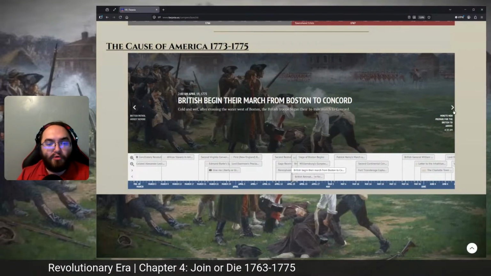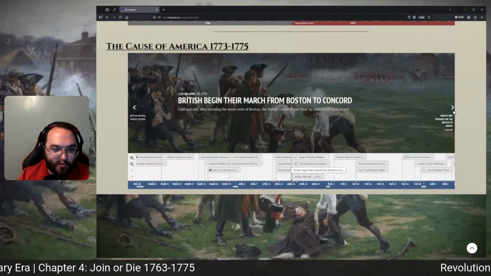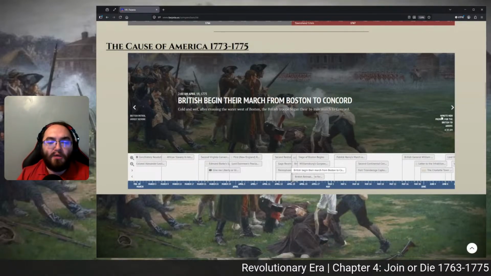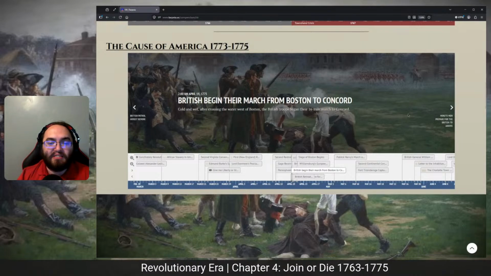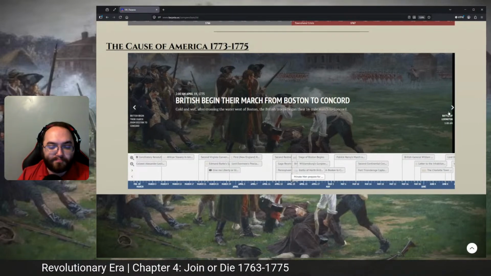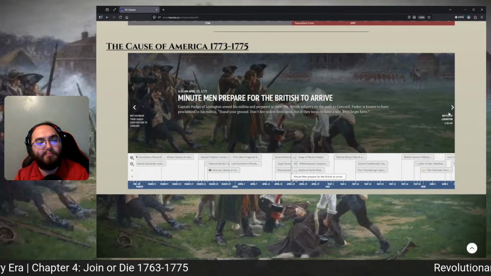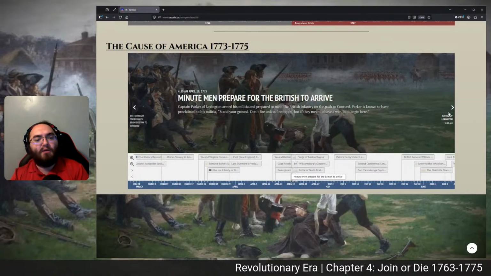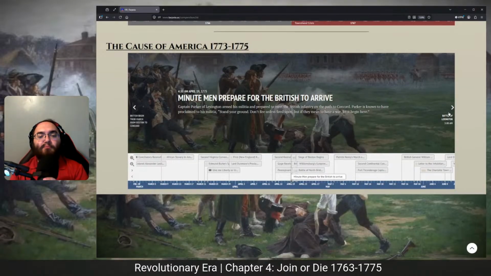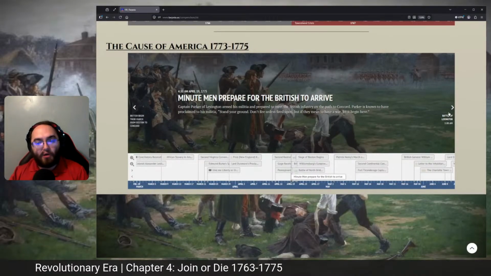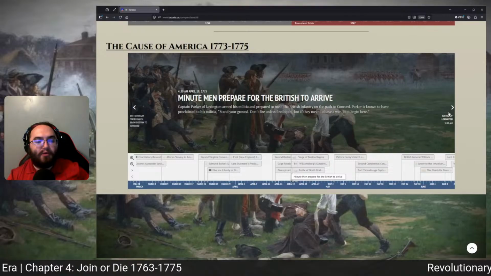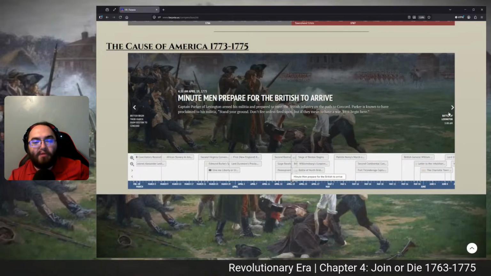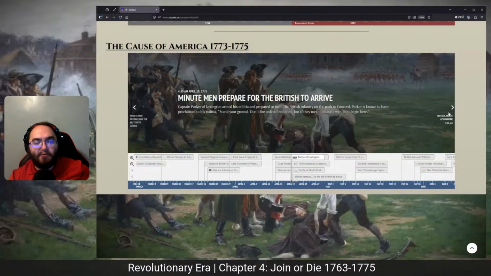The British begin their march from Boston to Concord. Cold and wet, after crossing the water west of Boston, the British troops begin their 16-mile march to Concord. At 4:30 a.m., Minutemen prepare for the British to arrive. Captain Parker of Lexington armed his militia and prepared to meet the British infantry on the path to Concord. Parker is known to have proclaimed to his militia, "Stand your ground, don't fire unless fired upon, but if they mean to have a war, let it begin here."